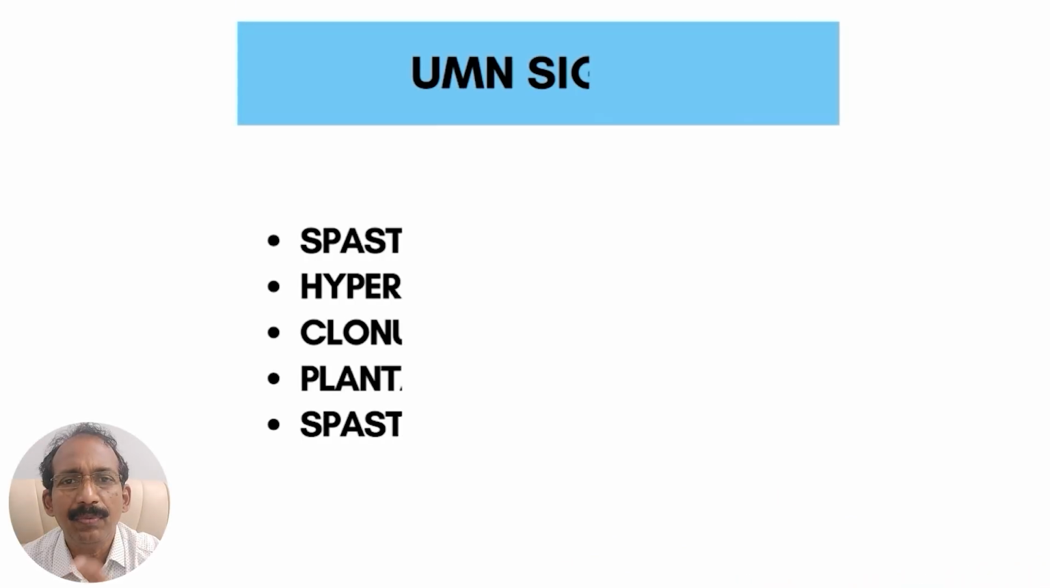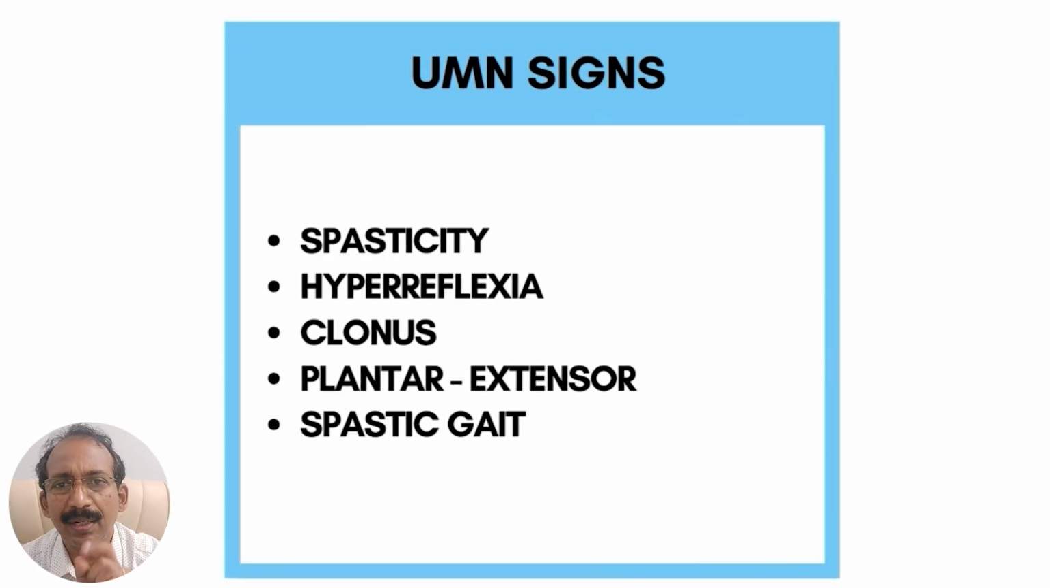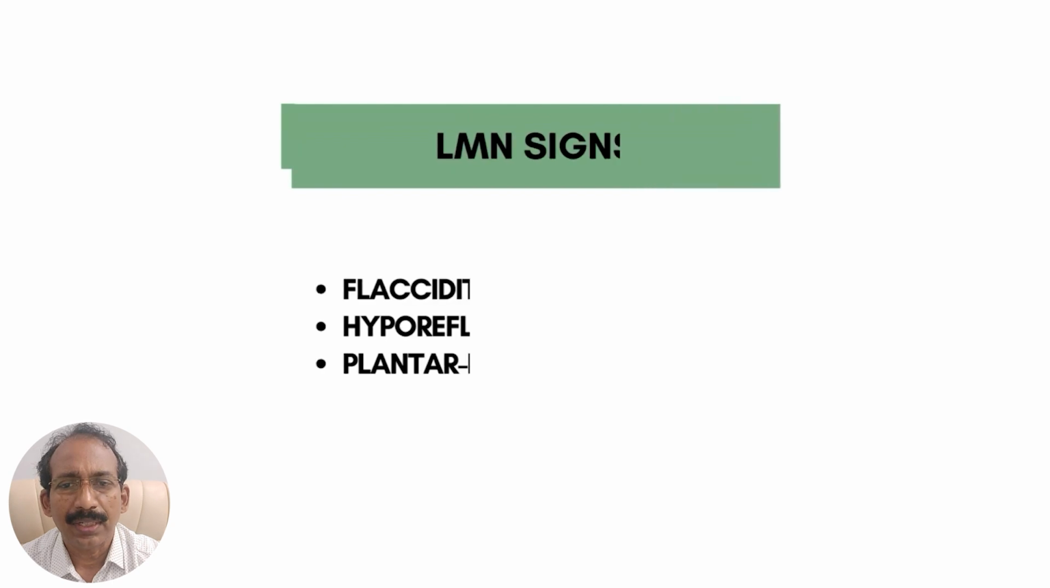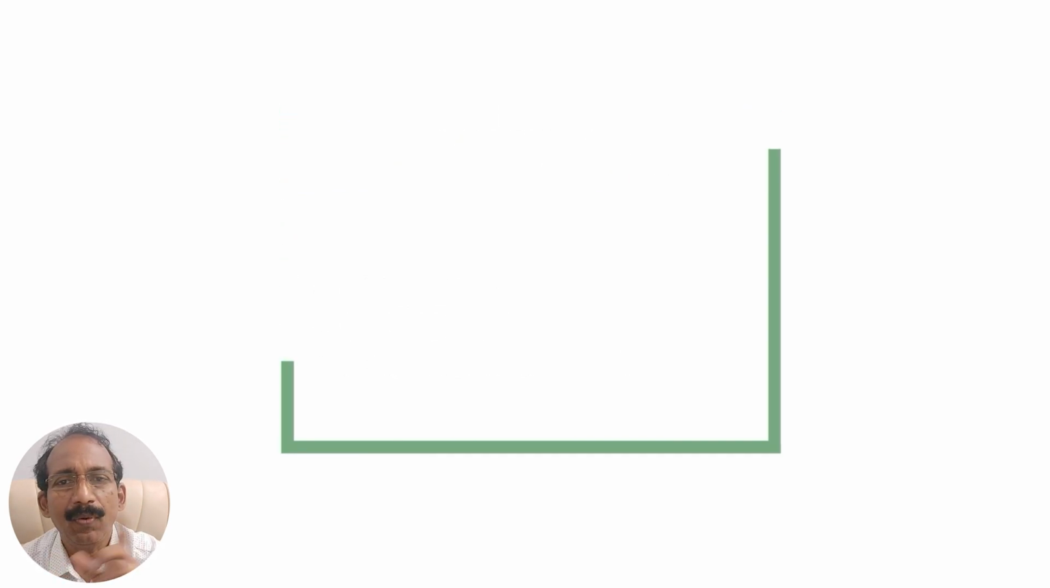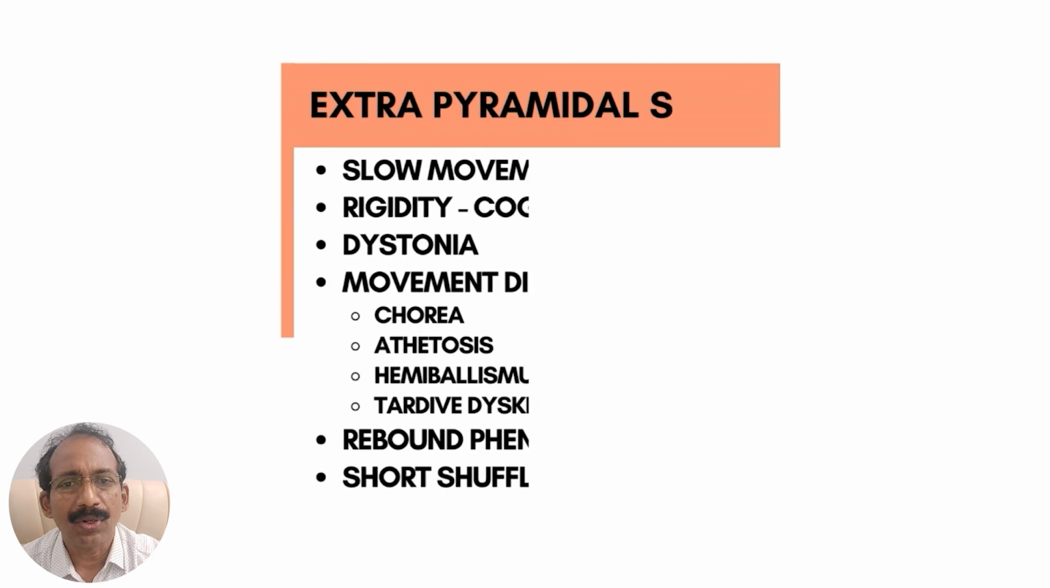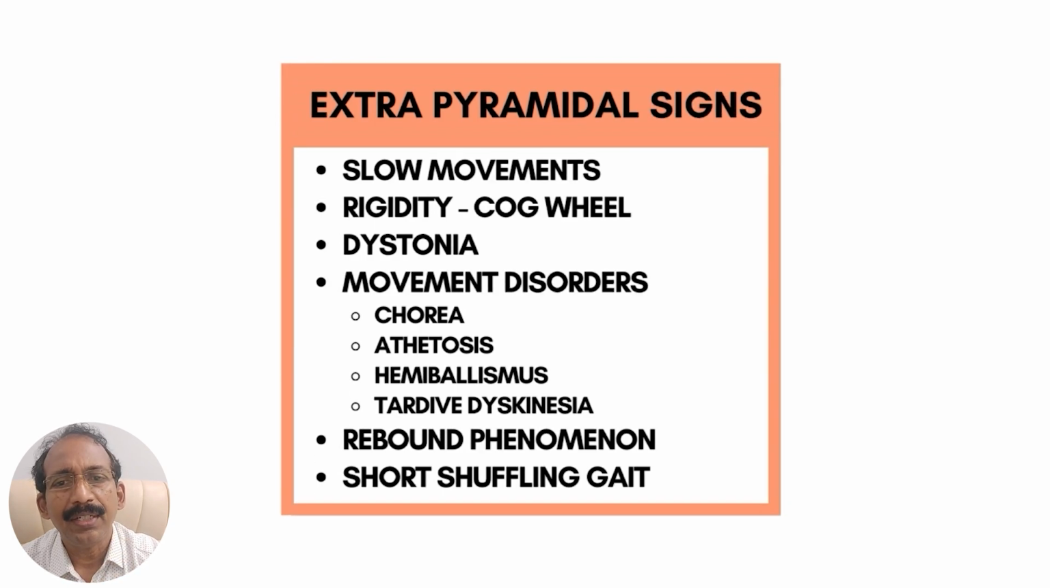Right, so you end up with certain signs. UMN signs, that's upper motor neuron signs: spasticity, hyperreflexia, clonus, plantar extensor, spastic gait. What about lower motor neuron signs? It's a second order neuron defect: flaccidity, hyporeflexia or absent reflexes, plantar flexor or absent. And what about the extrapyramidal signs? So slow movements, rigidity like cogwheel, dystonia, abnormal movements, choreoathetosis, hemiballismus, and rebound.